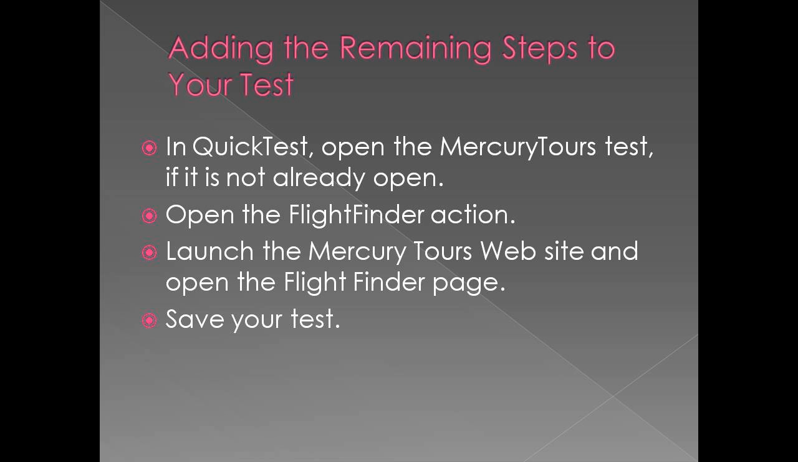QuickTest begins recording and your browser displays the Flight Finder page in the Mercury Tours website. You can resize QuickTest to display more of the web page. Change the following selections by choosing from the drop-down list. Do not use the calendar option: departing from New York on December 29th, arriving in San Francisco, returning December 31st. Click Continue to accept the other default selections.